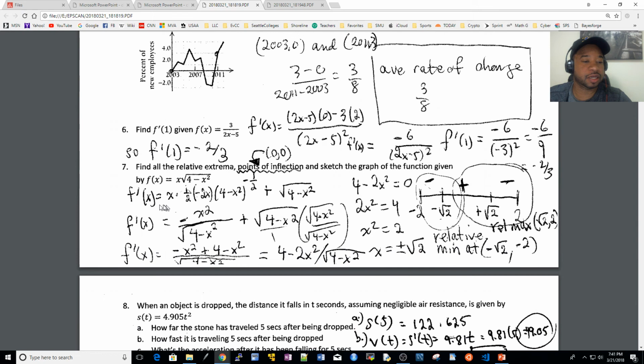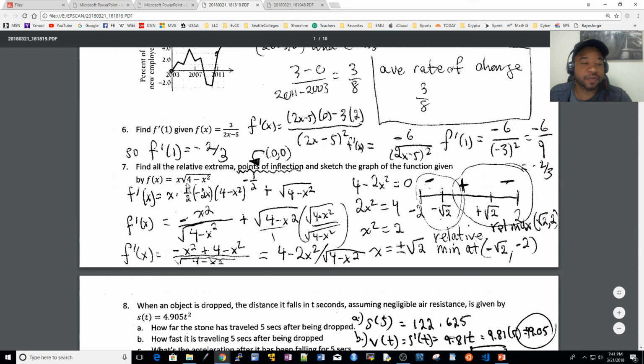Pretty straightforward. I'll let you guys look at that. The hint for this was to graph it. Graph the puppy. Take a look at it so you can see what the domain and range is, and you can even identify the mins and the maxes. This actually shows you how we get the critical values of plus or minus root 2.